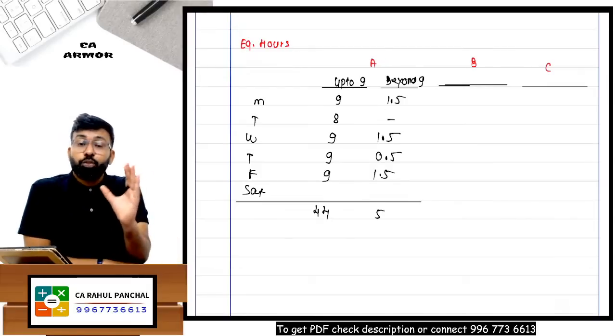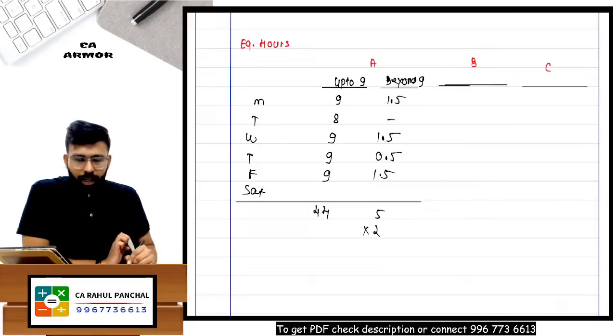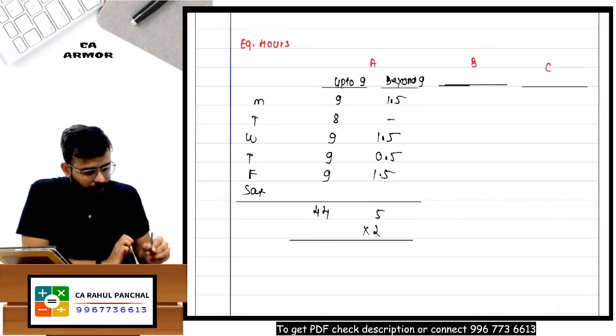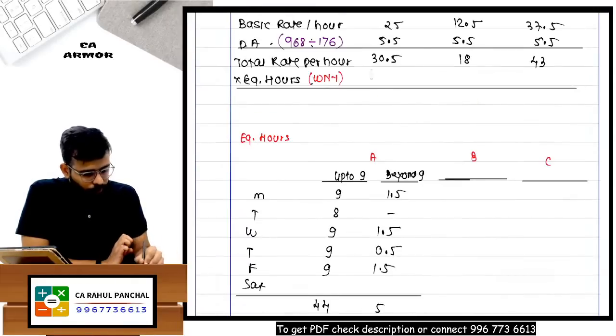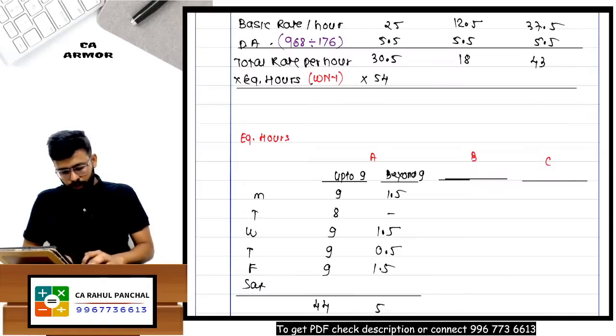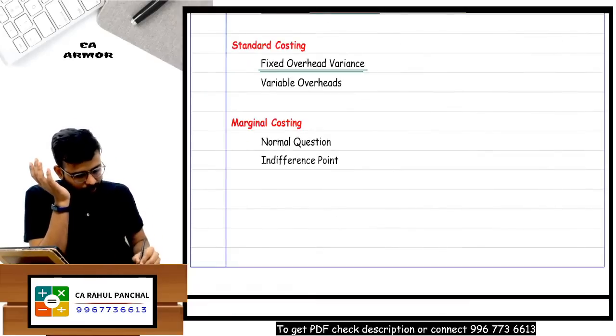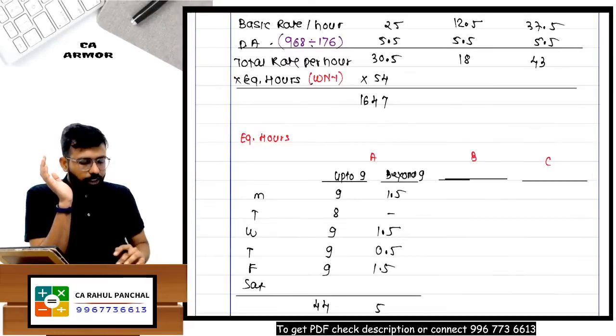Sir, for this 5 hours, you will not be paid for 5 hours, you will get double payment. It is overtime, right? So here you will get 44, here you will get 10, here you will get 54 hours' payment. Once I say 54, you will write it down here, and 30.5 into 54, you're gonna get 1647. Your answer will be 1647, sir. This is going to be your answer, 1647.